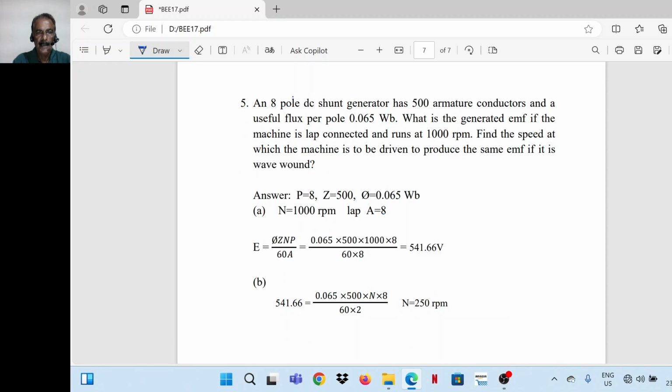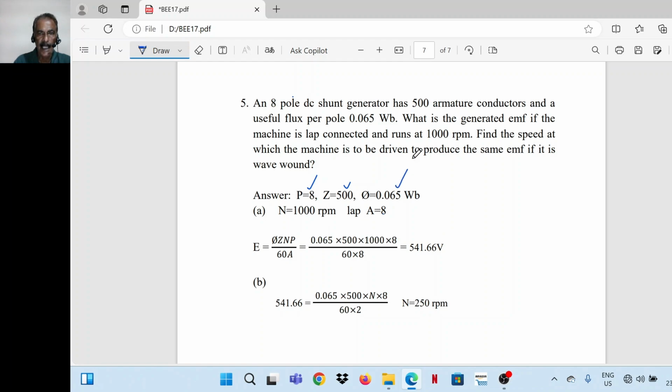Next, an 8-pole DC shunt generator has 500 armature conductors and a useful flux per pole of 0.065 Wb. What is the generated EMF if the machine is lap connected and runs at 1000 RPM? Find the speed at which the machine is to be driven to produce the same EMF if it is wave wound. So number of poles 8, armature conductors 500, flux per pole 0.065.